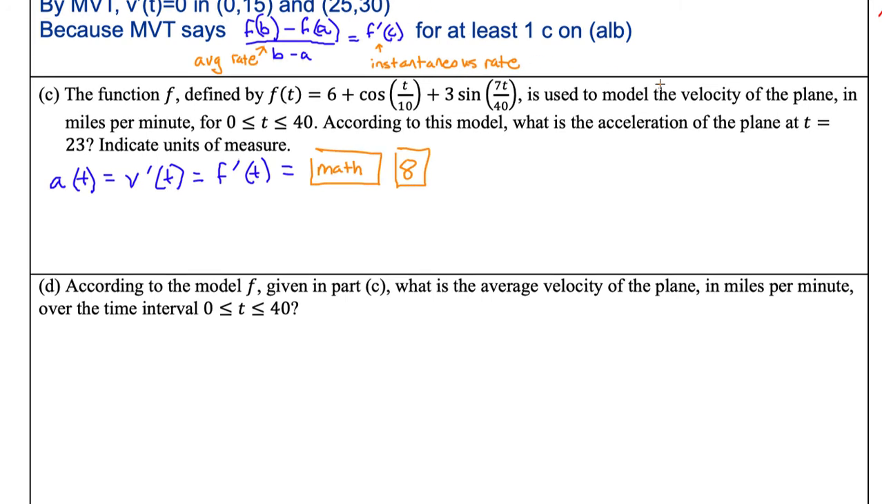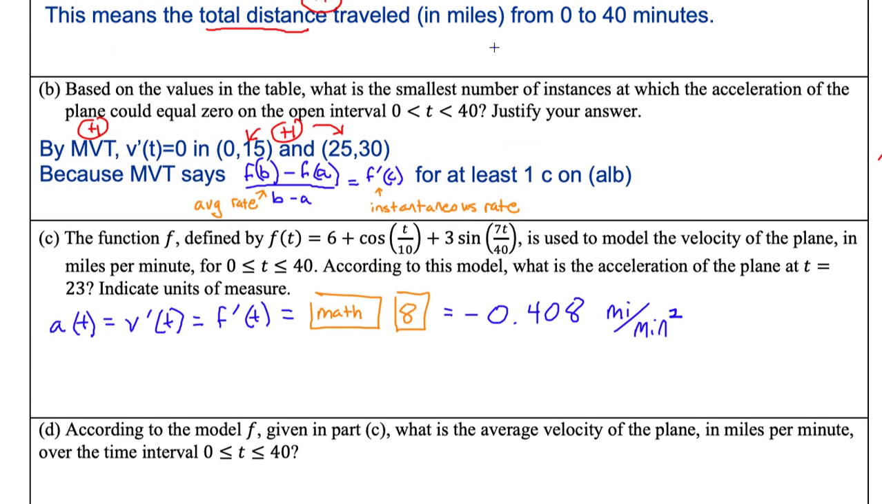And then you get the value negative 0.408, and what are our units here? It's miles per minute or something, right? Miles per minute. Oh, this is acceleration. Acceleration is per time, so per minute squared. Cool. And yeah, I did score part B.